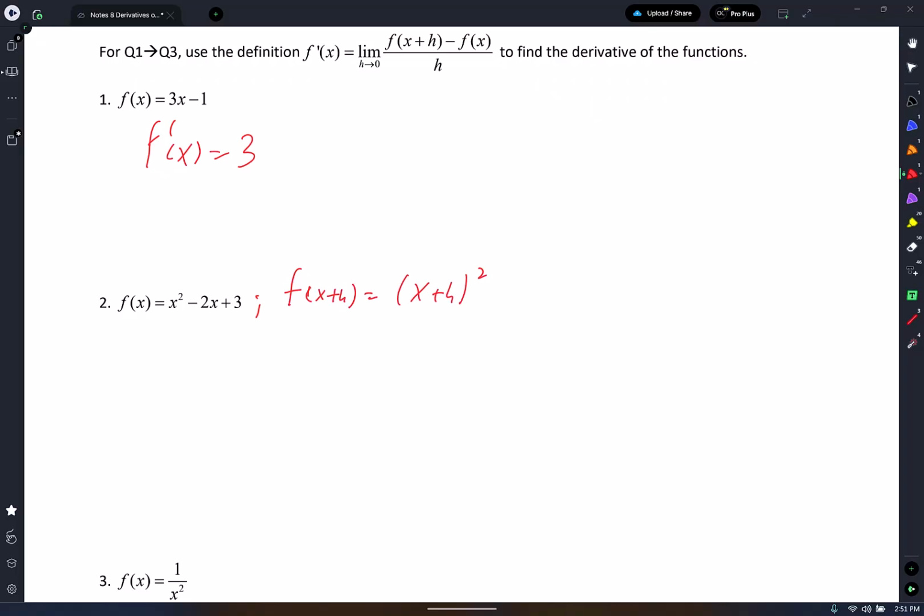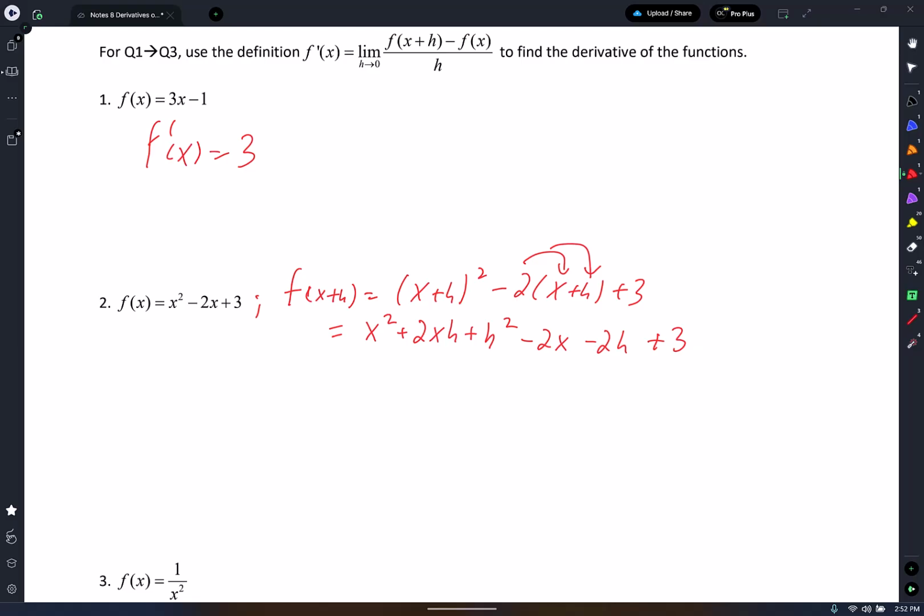x plus h, close it squared, minus 2 times x plus h plus 3. From there, let's see. x times x, x squared. x times h, xh, we're going to have 2 of them. And then h times h. Minus 2x minus 2h plus 3. Nothing combines. I don't see anything that combines.